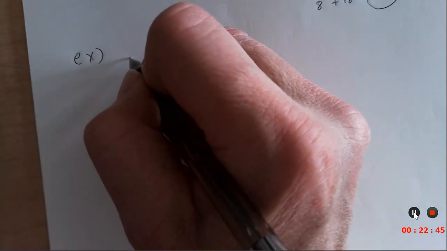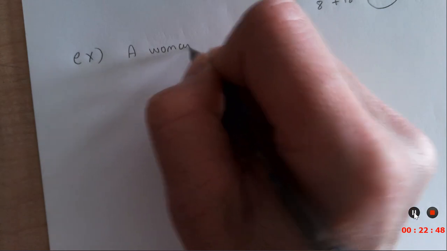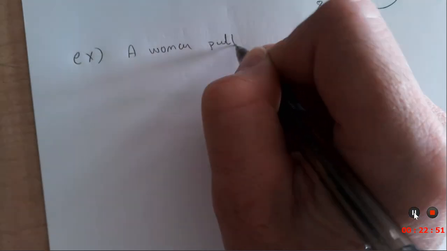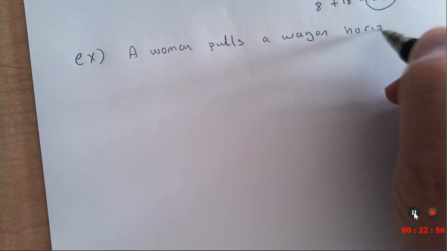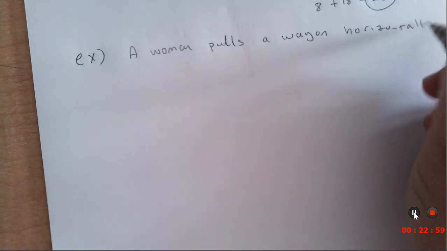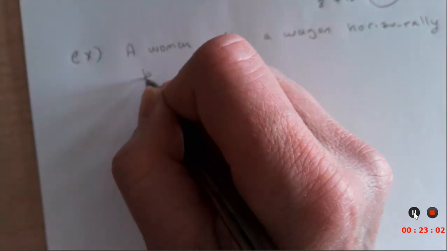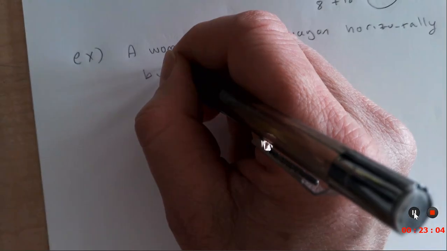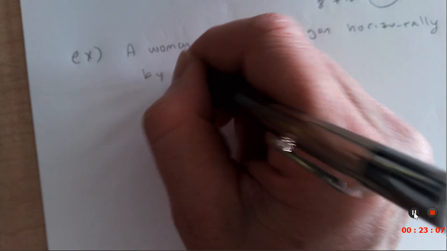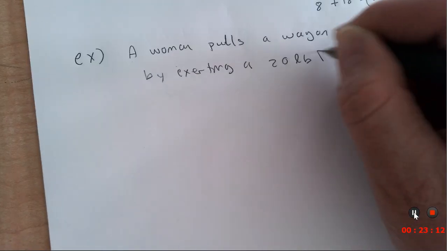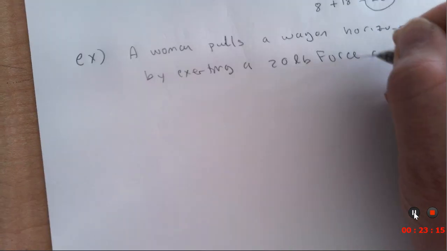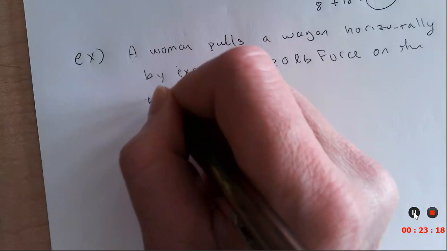All right, great. The next one actually has a story, so it's more interesting. So here we go with the next one. Last one, the last one. So here's an example. A woman pulls a wagon horizontally by exerting a 20-pound force on the handle.